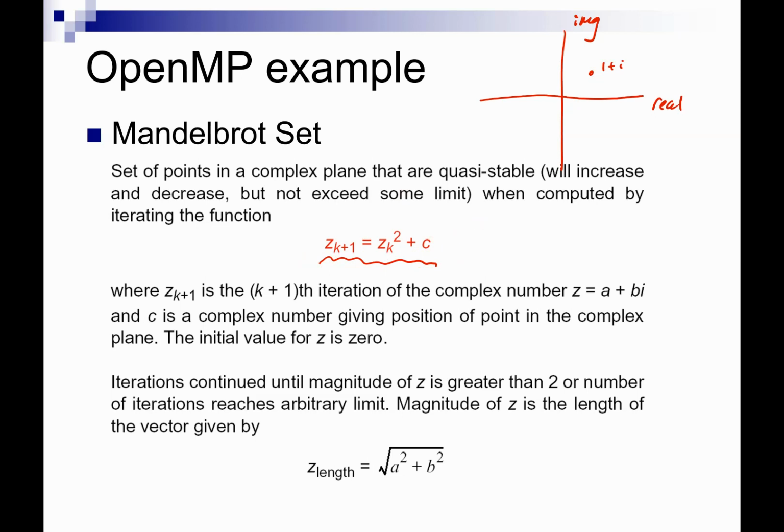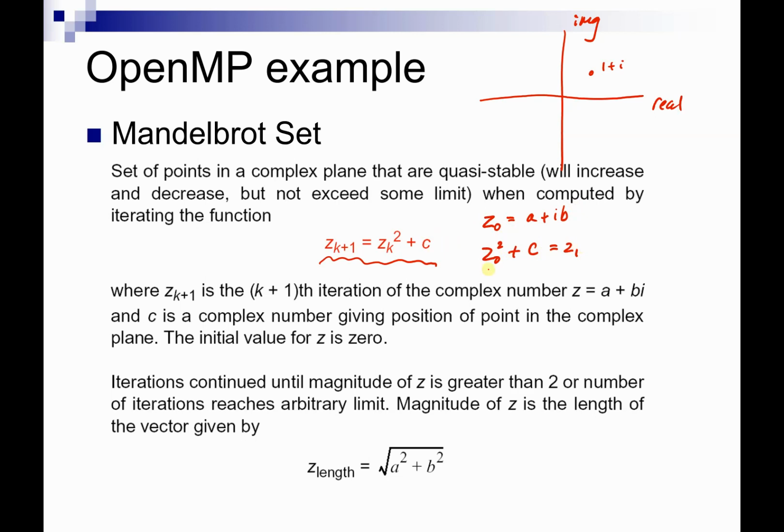You're going to set z0 to be some complex number, something like a plus i times b. Then you're going to square this z0, and add some constant c. The c is some other complex number. That gets you a new number which you're going to call z1.